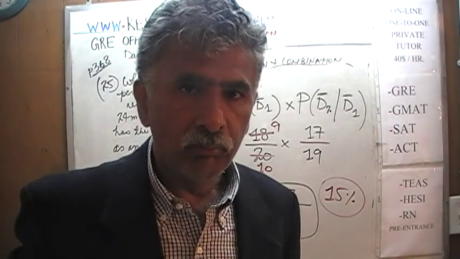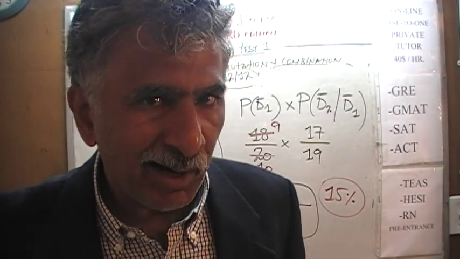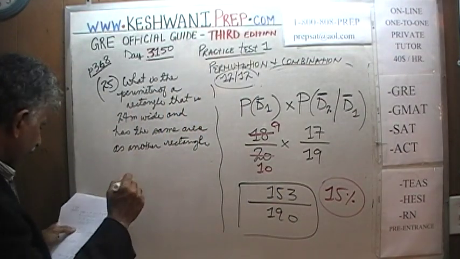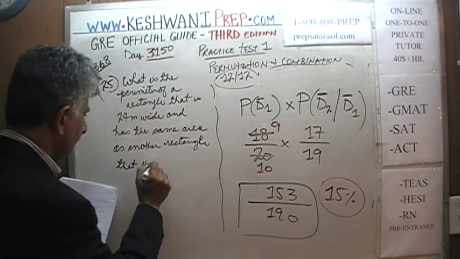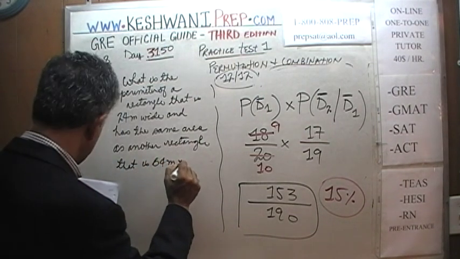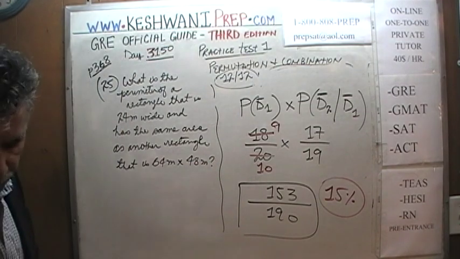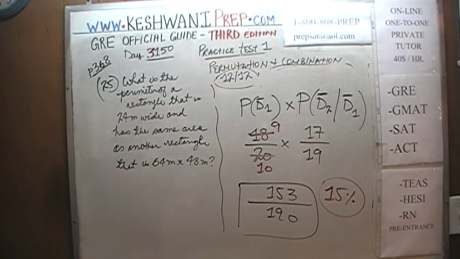We are told the question here is, what's the perimeter of a rectangle that we are told is 24 meter wide and has the same area as another rectangle that is 64 meter by 48 meters. Let's take a look at it, shall we? We need the room, obviously, so we're going to have to erase this. Just give me a quick break.